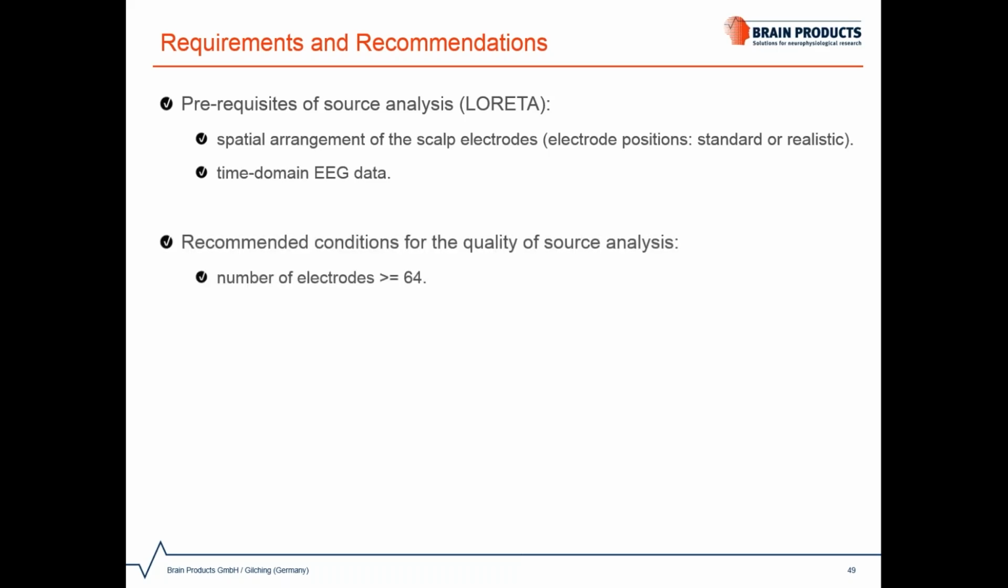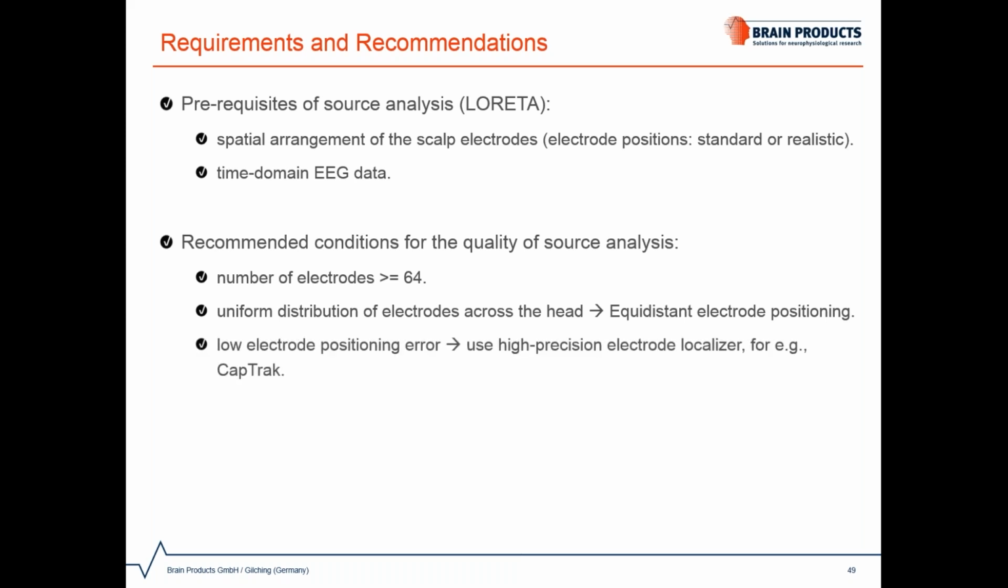Furthermore, there are a few recommendations that need to be fulfilled in order to obtain an accurate source localization. It is recommended that the number of electrodes be at least 64 or higher. The distribution of the electrodes should be uniform throughout the head. It is recommended that your EEG cap cover the whole head uniformly. If you are using realistic electrode positions, it is highly recommended to have as low an electrode misplacement error as possible. Accurate electrode positioning can be achieved, for example, by using a high precision electrode localizer like CapTrack.